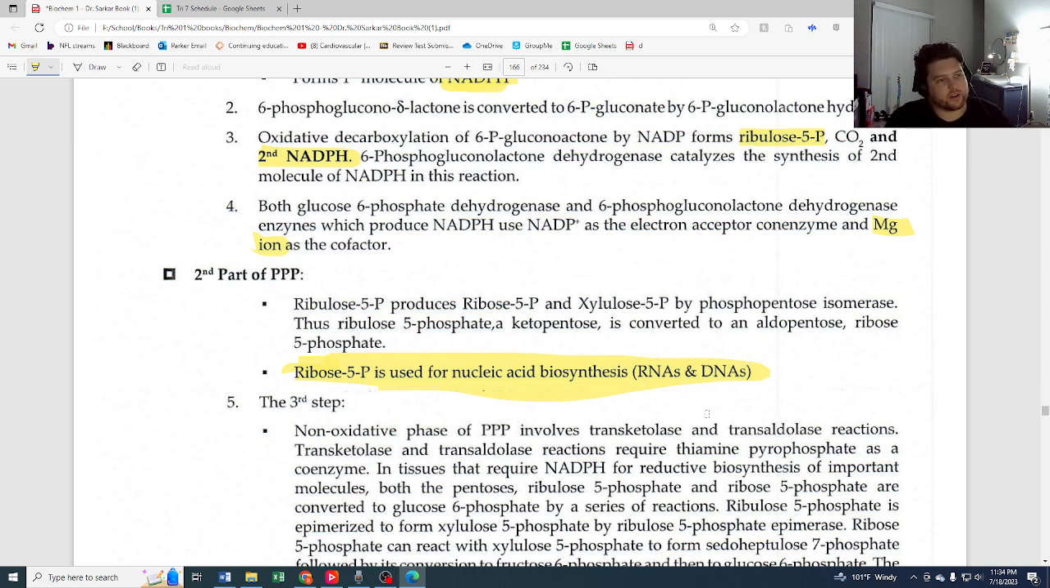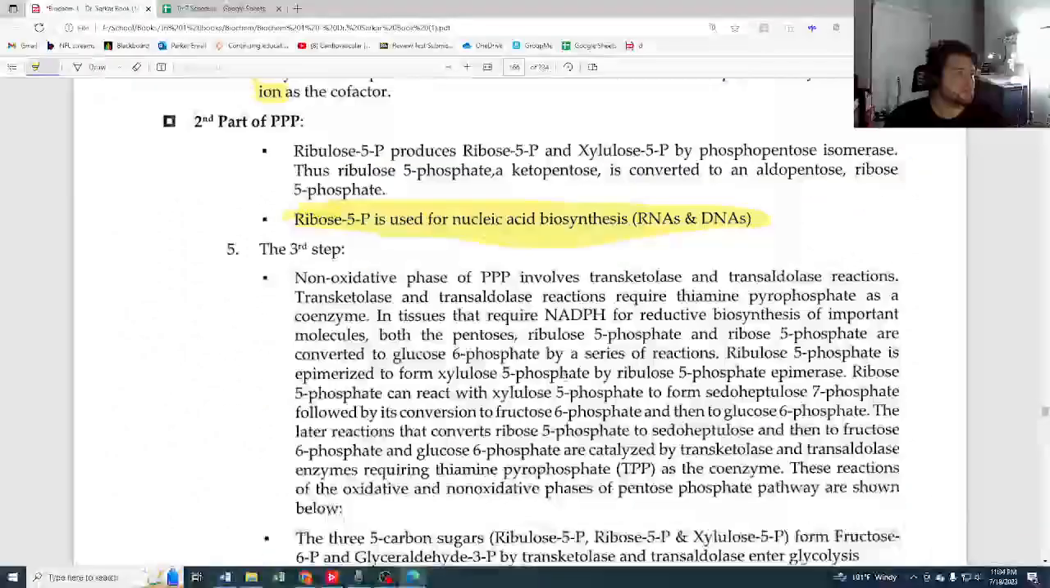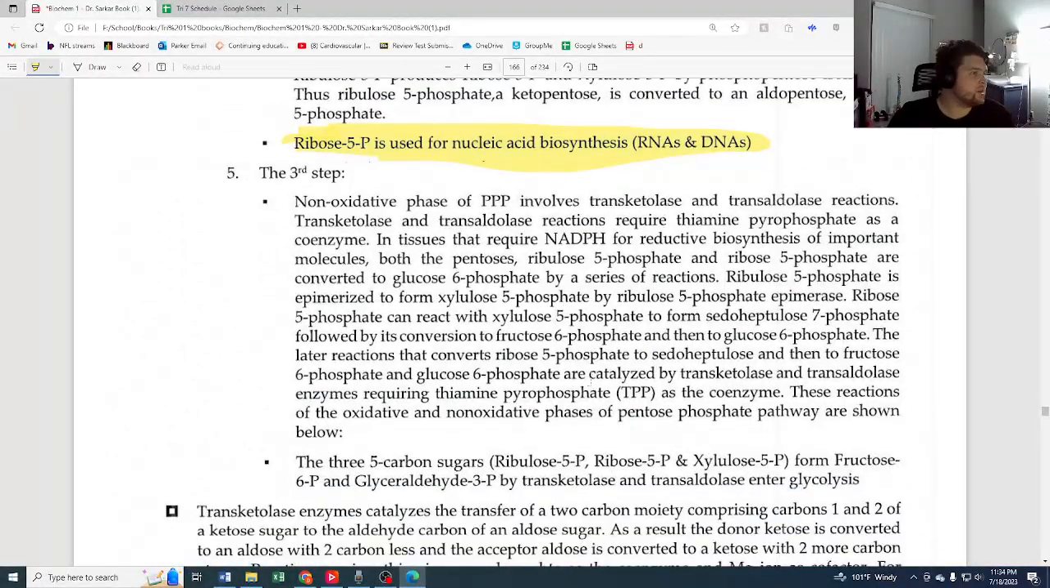Ribulose gets converted to ribose. The third step, the non-oxidative phase of the PPP, involves transketolase and transaldolase. So we have the keto and the aldo, the trans meaning transport. So we're going to be transporting these groups.